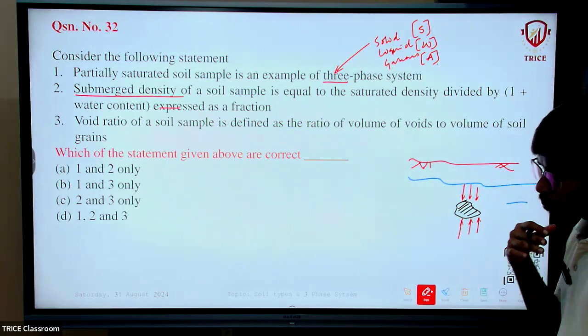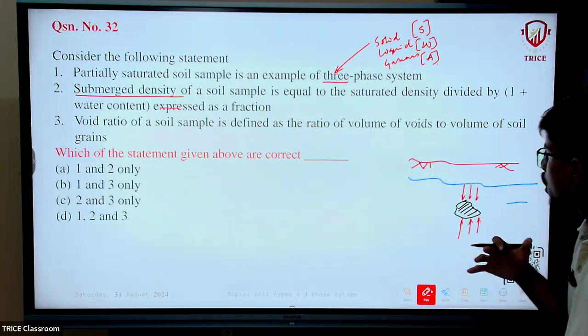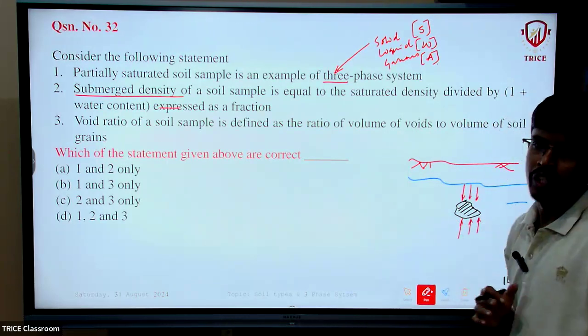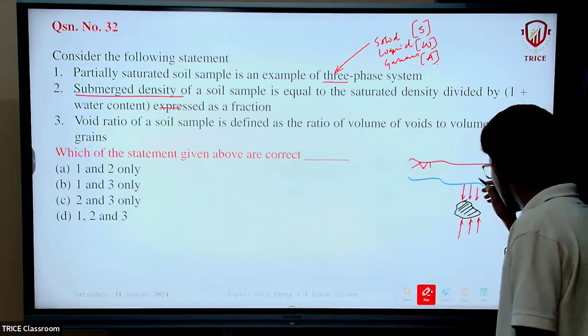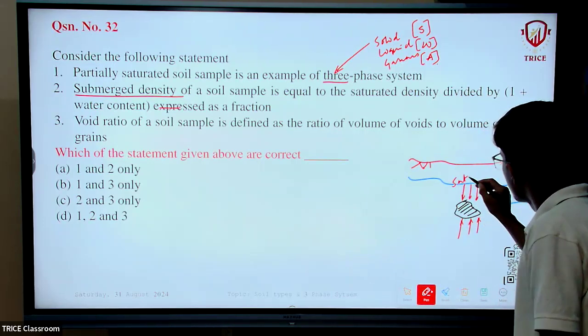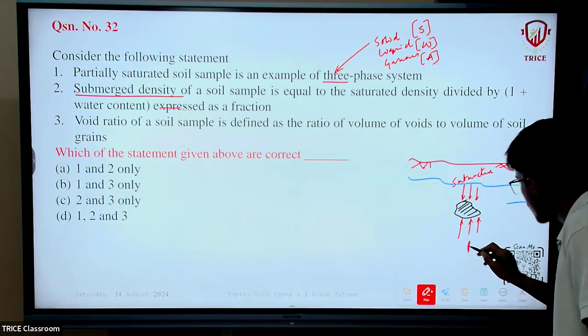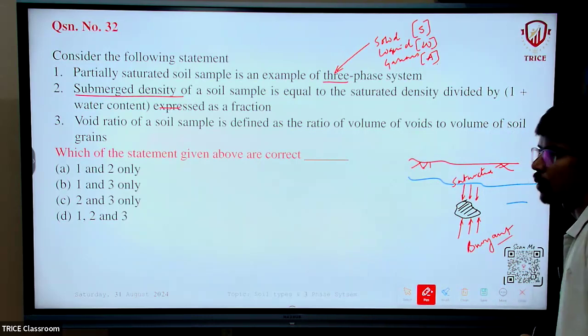When you say the submerged density, it is nothing but by the principle of Archimedes, right? So we should consider the effect of the total soil pressure as well as the buoyant force, that is, the total soil pressure plus the water pressure. The downward pressure is always the saturated pressure, and the upward pressure is the water pressure, which we call the buoyant pressure, right? The uplift water pressure will be the buoyant pressure.